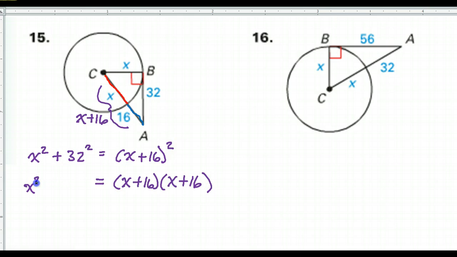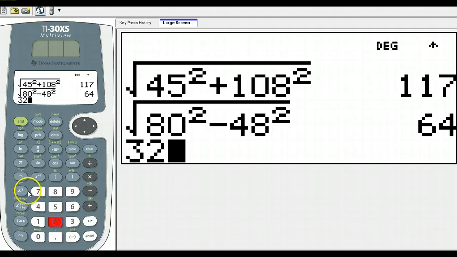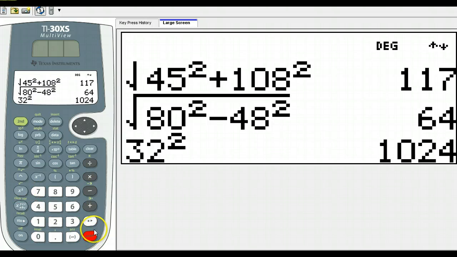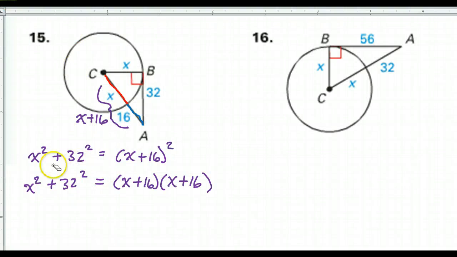Okay, I'm just going to bring this part down. x squared plus 32 squared. I guess I could turn this into a regular number now. I think I will. See, 32 squared, 1024. Let me go ahead and make that change. So let's see, 1024. Now, to multiply these two binomials together, again, I'm not just going to do x times x and 16 times 16.